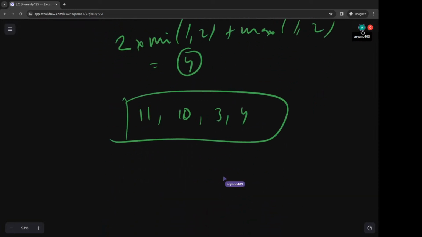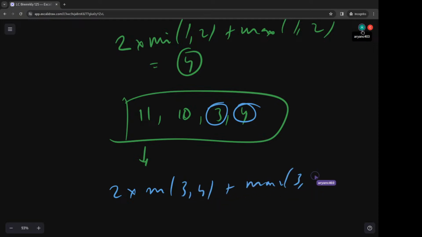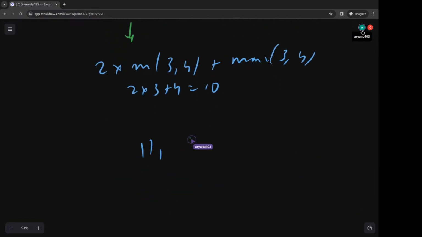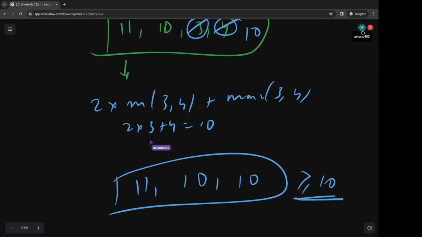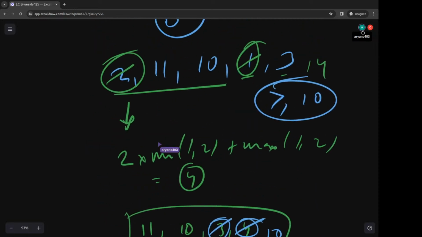Because this array also contains elements which are less than 10, we should perform an operation again. This time we will choose 3 and 4: 2 times minimum of 3 and 4 plus maximum of 3 comma 4. This is 2 into 3 plus 4, which is 10. So these two elements would be deleted and 10 would be added. 11, 10 and 10 are there, and you can notice that all the elements are greater than or equal to 10. So the number of operations required was 2.